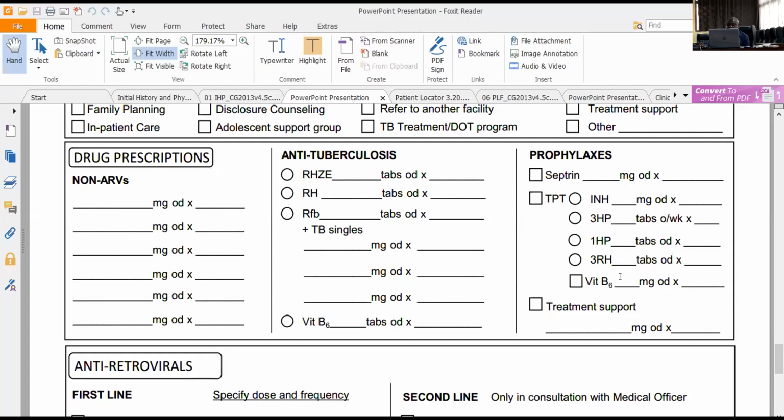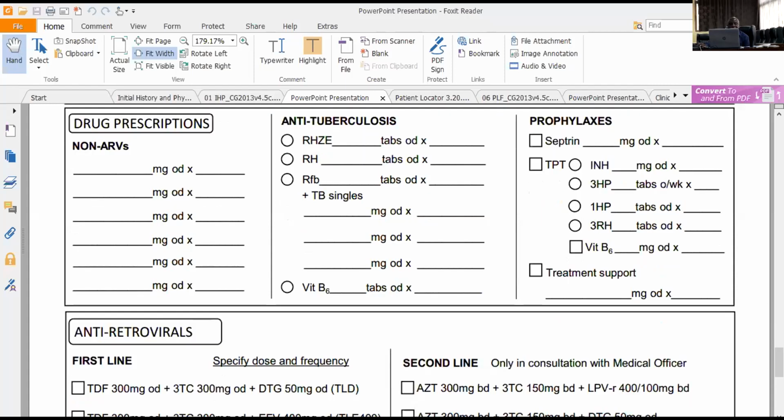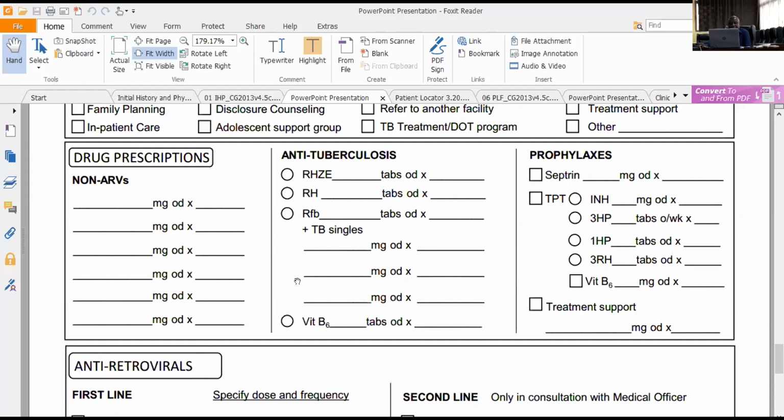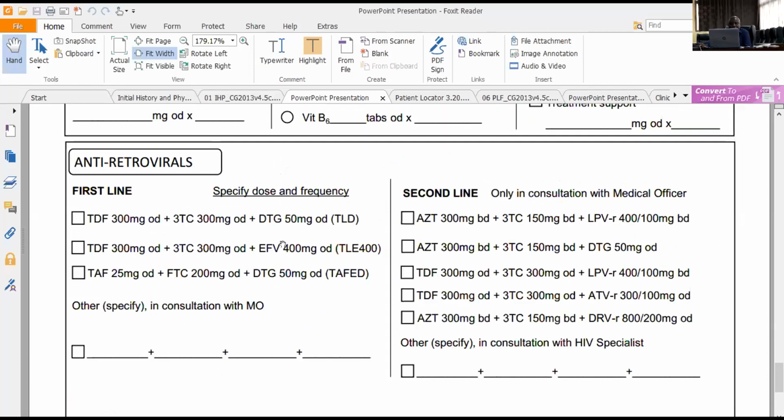Then for the antiretrovirals, again, the first lines and the second lines have changed according to the guidelines. So you have your TDF, 3TC, and DTG there. You have your TDF, 3TC, and EFV with 400 milligrams low dose for efavirenz. Then you have your TAF or TAFED, which is there. So those are the first lines. And then the second lines, you have all those there also.